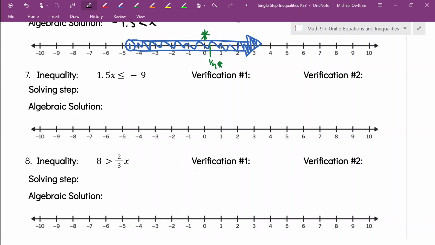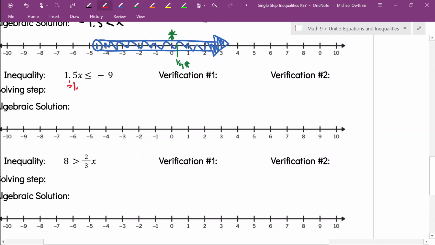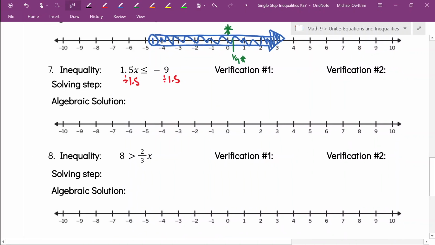Okay, next one here. We have our 1.5x is less than or equal to negative 9. So the opposite of multiplying x by 1.5 is to divide by 1.5 on both sides. Now to do that division, I think I'm actually going to write that as a fraction. So I'd say 3 over 2x is less than or equal to negative 9.